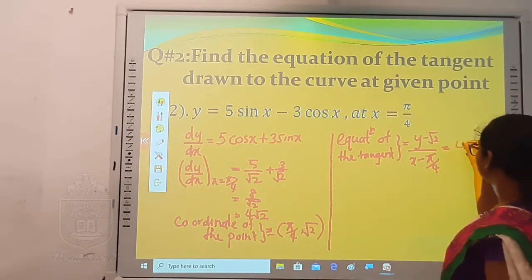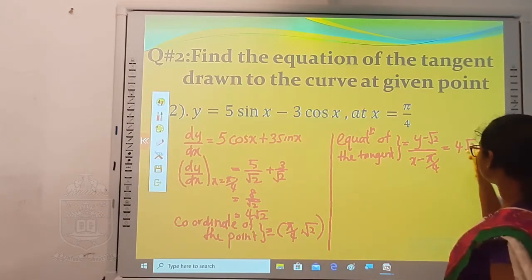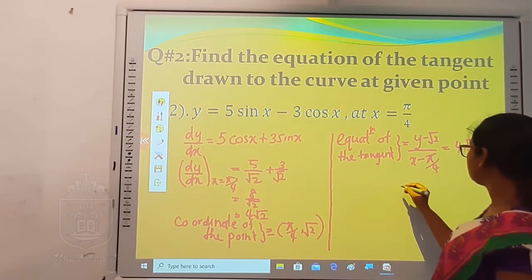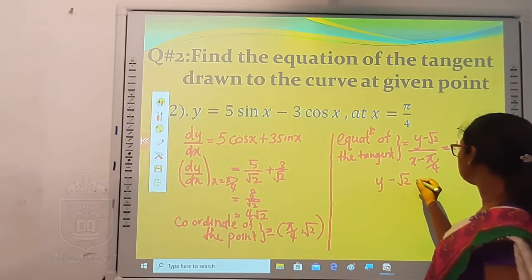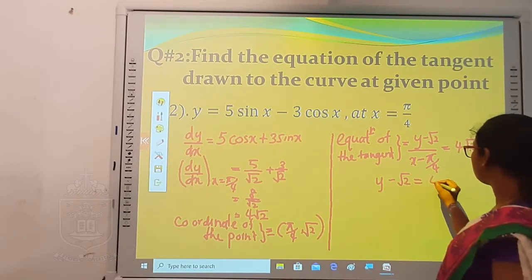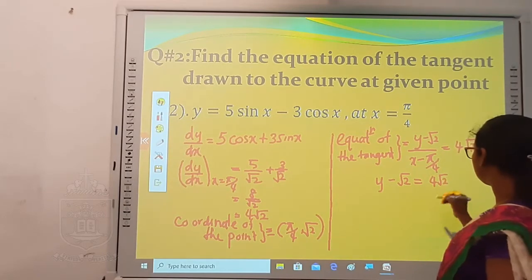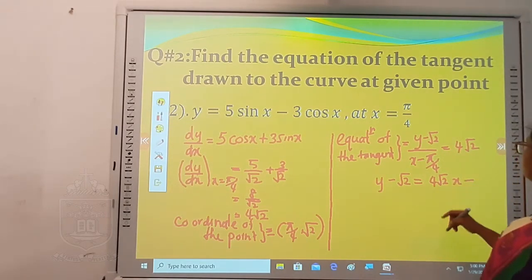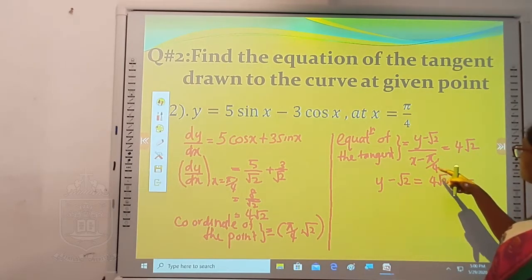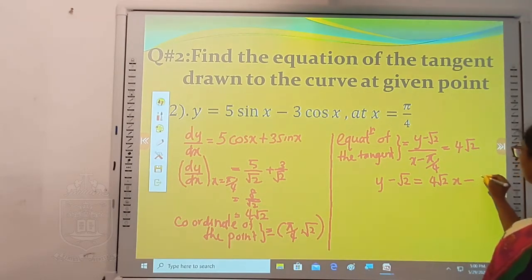The gradient, that is 4 root 2. Let's simplify this. y minus root 2 is equal to 4 root 2 times x minus, once we multiply this and this, 4 can be cancelled. So I can write this one as 5 root 2.